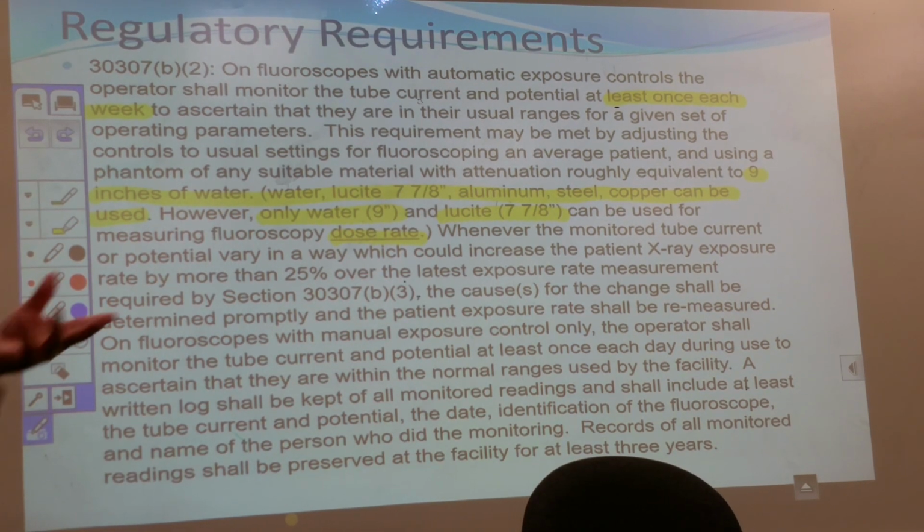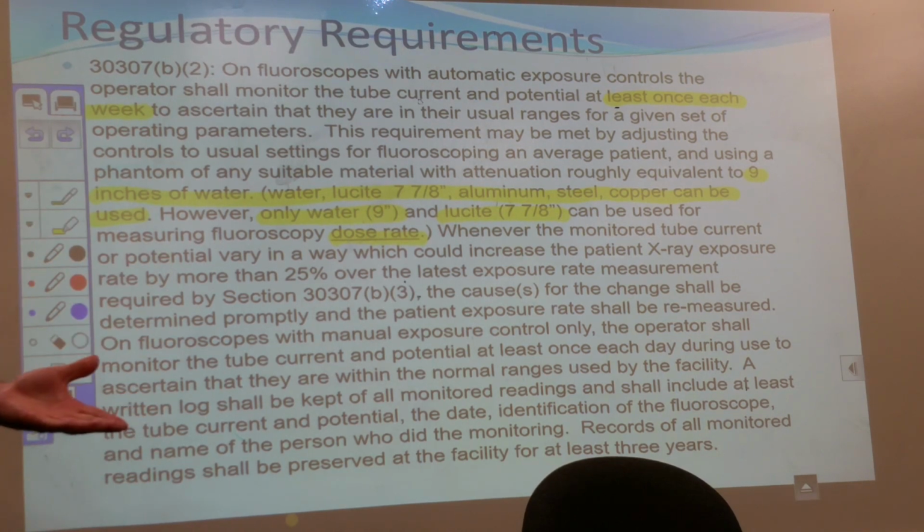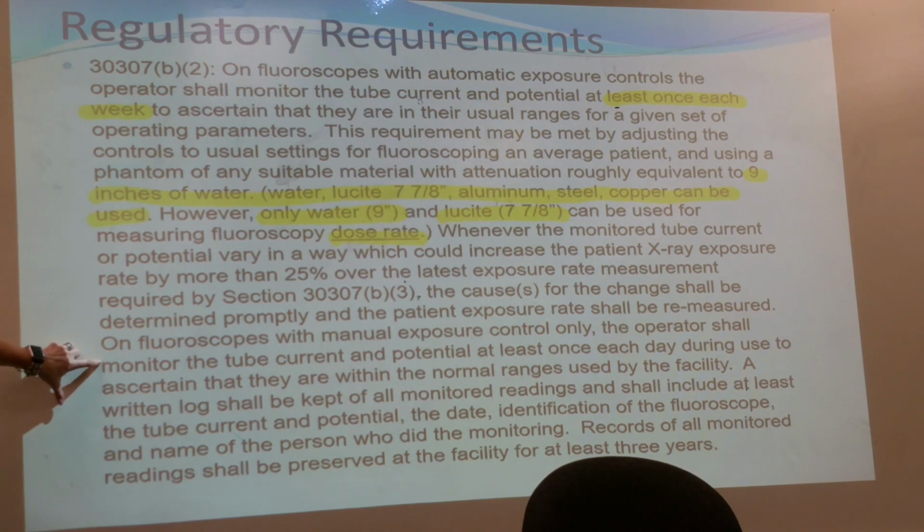Whenever the monitor tube current and kV change in such a way that results in a 25% change in patient exposure, you remeasure it, and if it still fails, then it goes in for a service call.